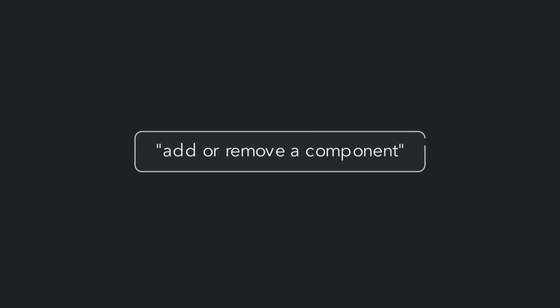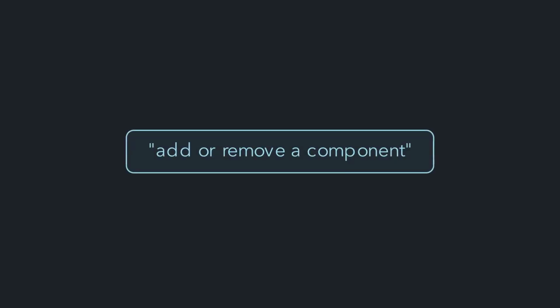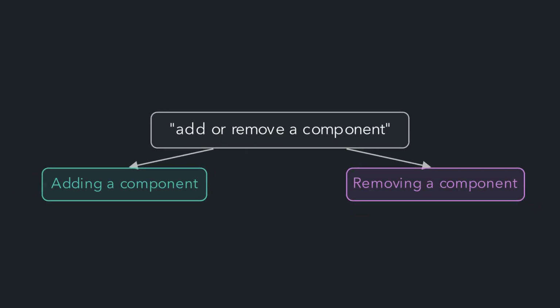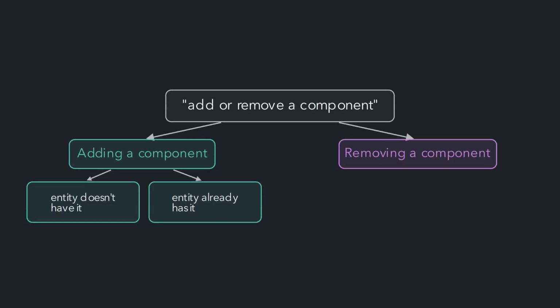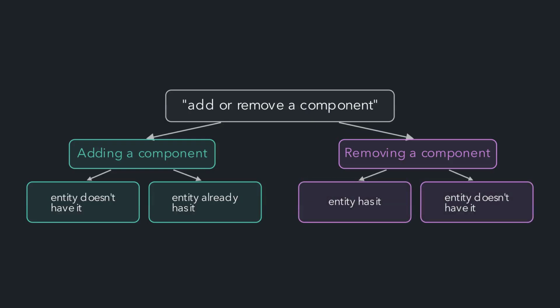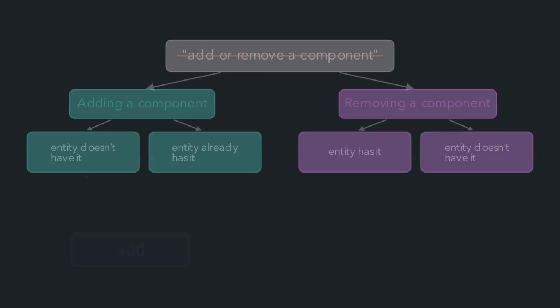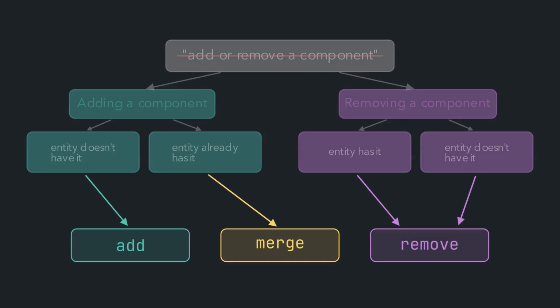Simple concept, messy in practice, because add or remove a component isn't one operation. It's several, depending on what state the entity is already in. If you're adding a component, the entity either already has it or it doesn't. If you're removing one, same thing. It's either there or it isn't. Get sloppy about which case you're in, and you'll either silently duplicate data or crash on data that was never there. So instead of one catch-all method, Xynok ECS exposes exactly three: add, merge, and remove.